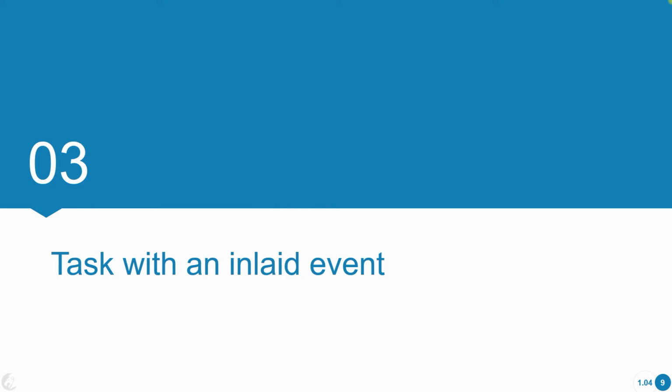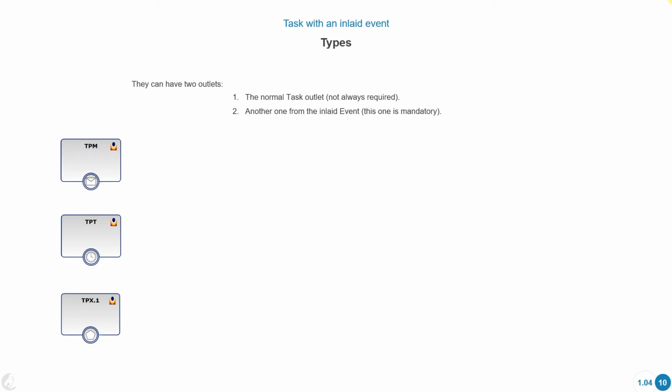Task with inlaid event. Okay, here we have an example of different tasks that we can use with inlaid events. These tasks do have two outlets. It's very important to take into account that a simple human task or a simple system task is only going to have one outlet. But in this case, they can have one or more inlets and one or two outlets. This is optional. They could have only one or they could have two.